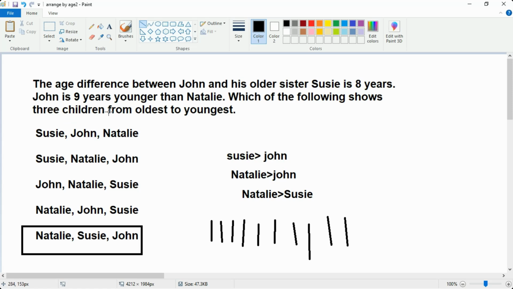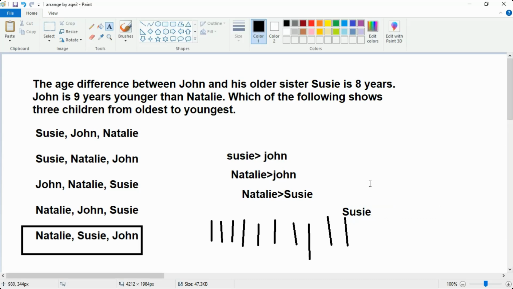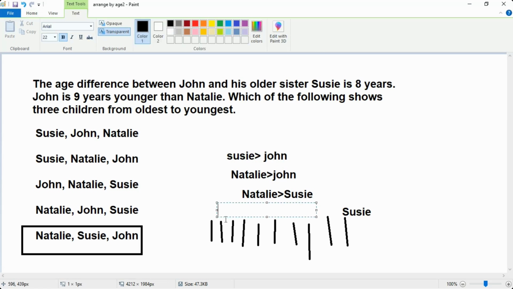Now I start with the oldest person. As I said, we always go with the oldest person. So Susie is 8 years older. In every statement we pick the older one. So Susie and John's difference is 8 years, and Susie is the older sister. So we put Susie at the rightmost bar, right? And here we place Susie. And we know that John is 8 years younger, so we count 8 lines from here: one, two, three, four, five, six, seven, eight. And this is John. So we put John here.